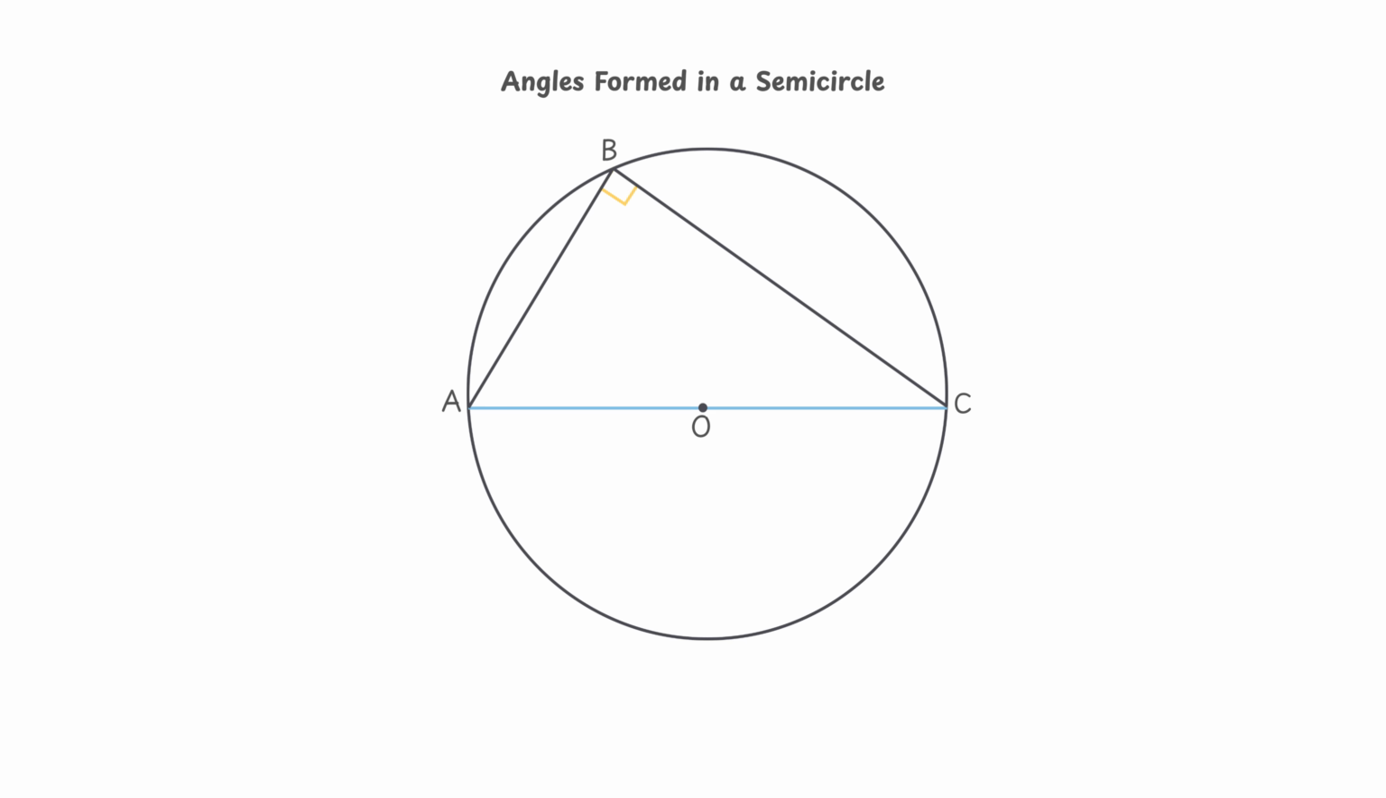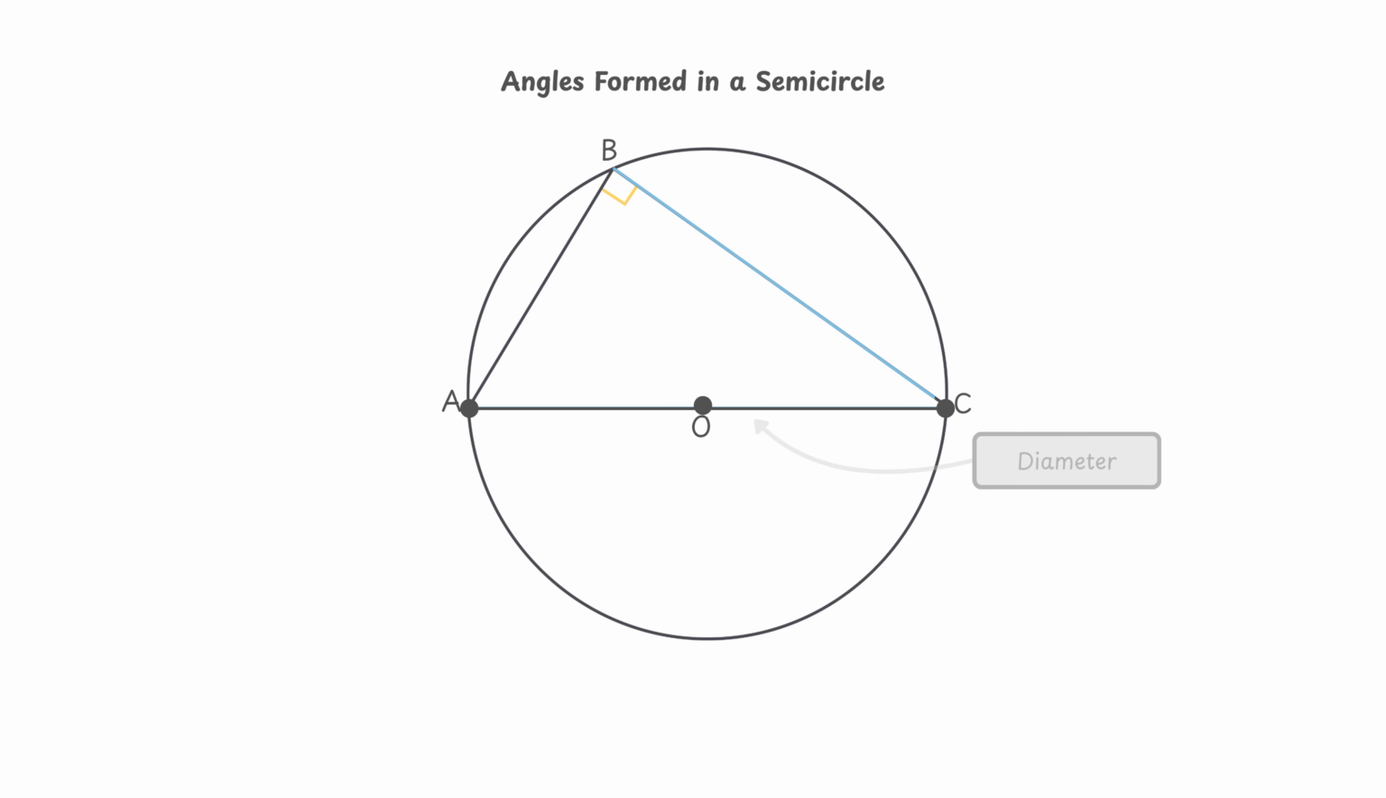Here you can see a circle with points A and C at the ends of a straight line. This straight line passes through the center O, and that tells us something very important. This line is the diameter of the circle. Now look at point B. Point B lies somewhere on the circumference, forming a triangle ABC. Focus on the angle at point B. This is the angle formed between the two lines, A to B and B to C.